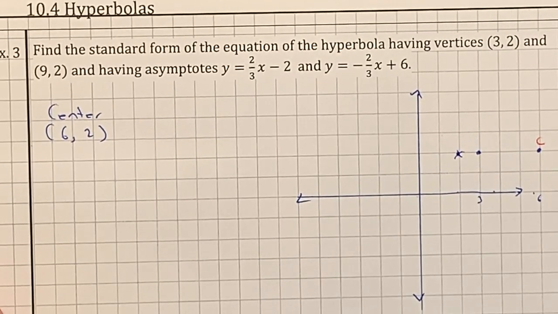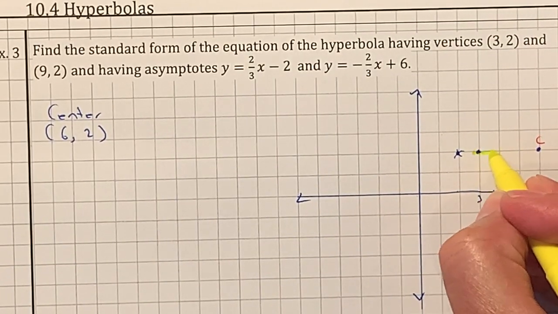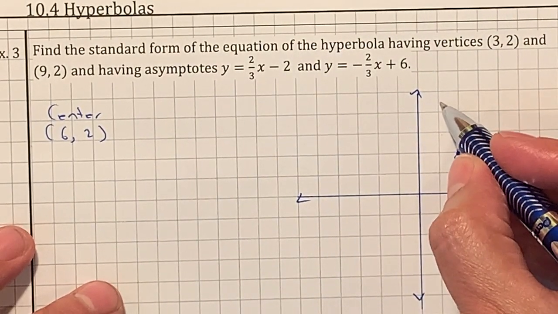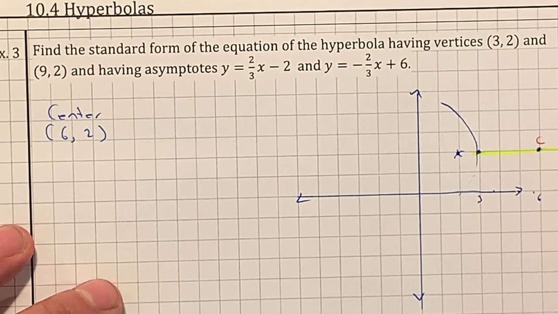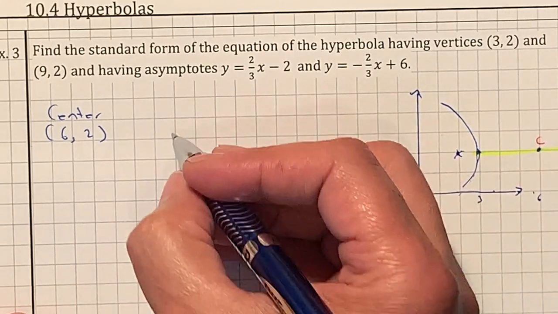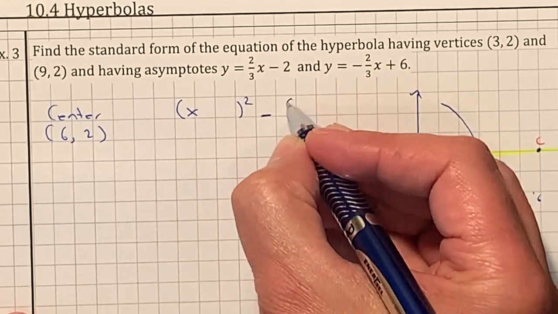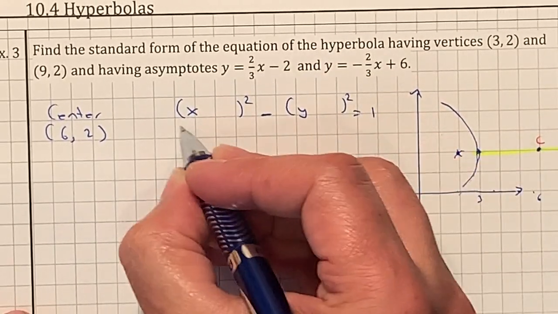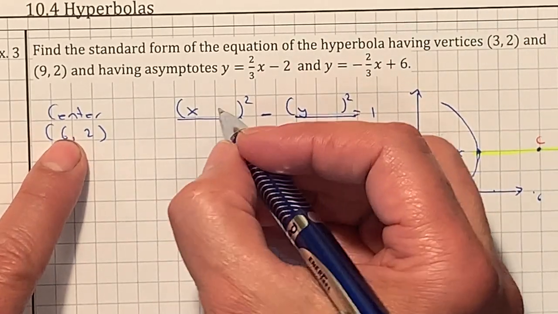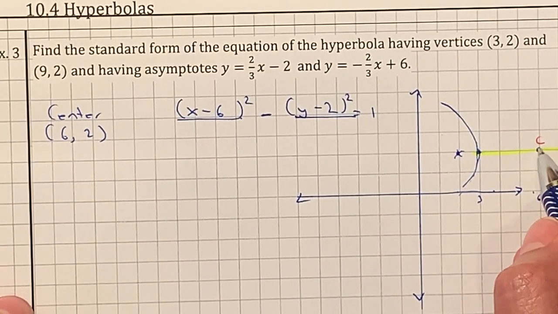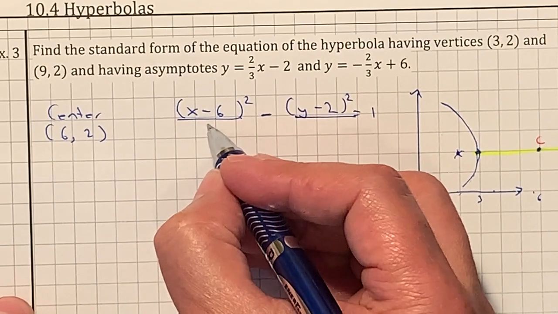Now notice that since both of your vertices are at y equals 2, that's going to be a horizontal major axis, which means that my hyperbola has to be facing this way, so sideways. So therefore I'm going to place my x first. So my equation will be x squared minus y squared equals 1. My center is 6 and 2. Then to the left is 3 spaces, so therefore it will be 9.